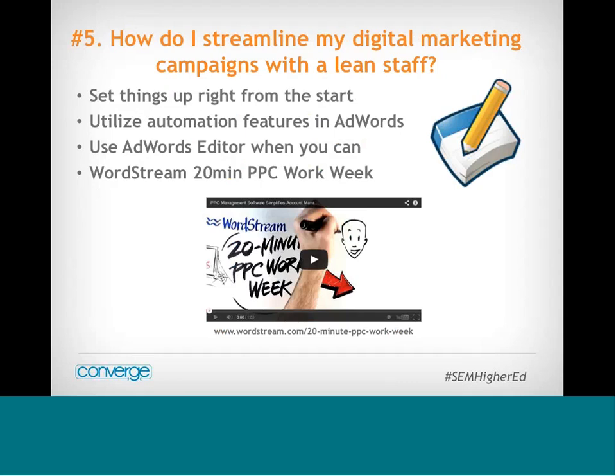Utilize automation features in AdWords. Google AdWords has some automatic bidding options that can bid to maximize your clicks. And then also, if you have conversion tracking turned on, you'll want to implement enhanced bidding, where you're bidding more aggressively on those keywords that have converted before.